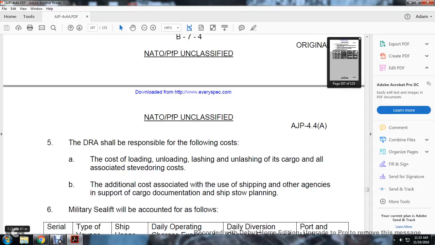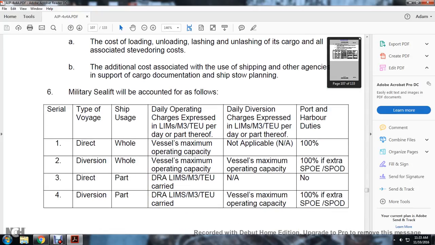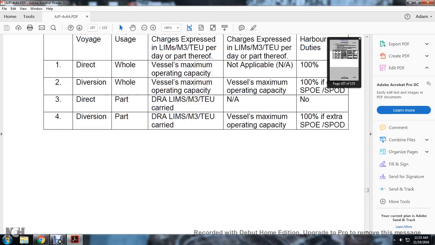The designated requesting authority shall be responsible for the following costs: the cost of loading, unloading, lashing the cargo, also associated stevedoring costs, the additional costs associated with using shipping and other agency support, cargo documentation, shipping, slow planning, military sea lift accounted as follows: direct hull, vessel maximum operational, not applicable, 100% division version, vessel maximum operation. Vessel operation capacity 100% if extra SPO and SPOD. Direction part DRMA. LIMSM3 2A U4 carry not applicable, no. Division part DRMISM3 TU carry vessel maximum operating capacity 100% if of the SPO and SPOD.